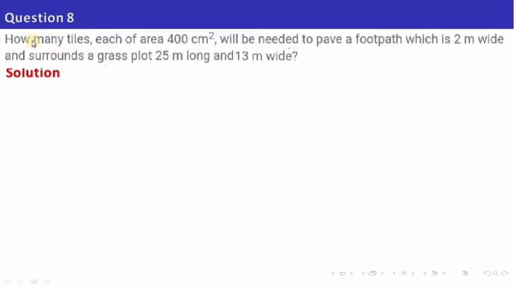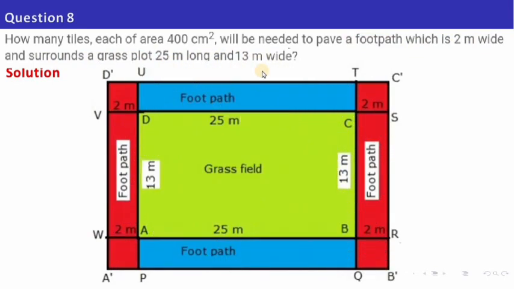So the next question says, how many tiles each of area 400 centimeter square will be needed to pave a footpath which is 2 meter wide and surrounds a grass plot 25 meter long and 13 meter wide. So what is the meaning of this? Let's understand using this particular diagram. So you see, there's a grass field, and around this grass field there is a footpath whose width is given to be 2 meter.